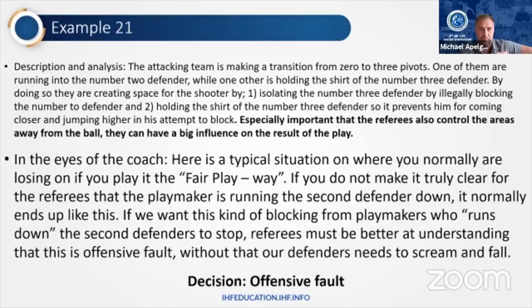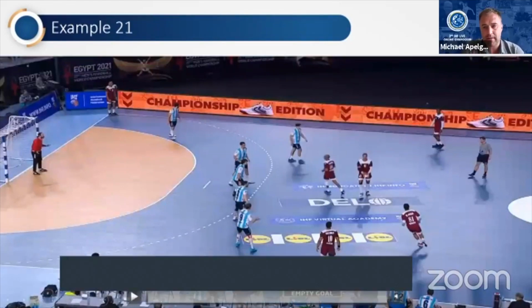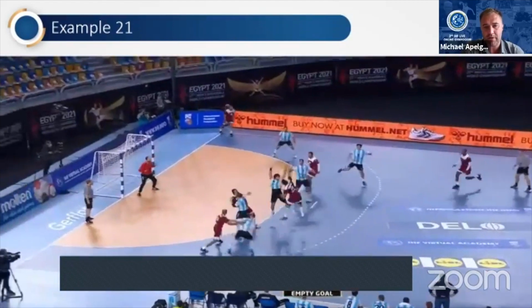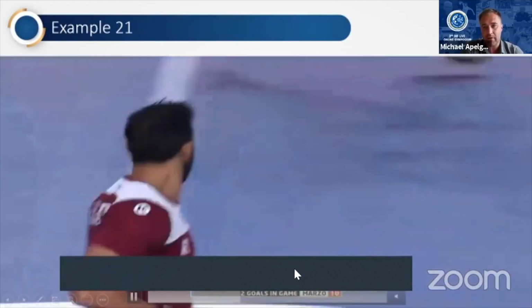Michael, your comments about this one? I think this kind of situation has been problematic in the last couple of years, because a lot of teams, and it's not the best example because it's more in the normal when you're playing with crosses, but a lot of playmakers run the second defenders down.